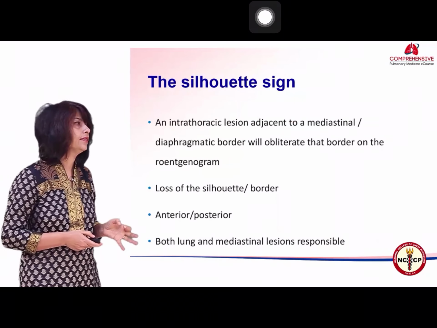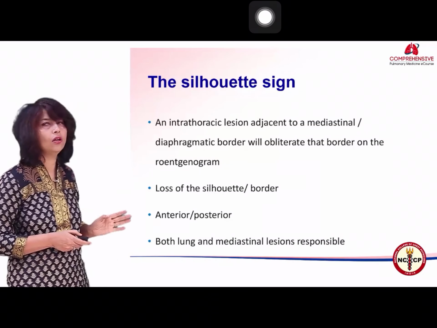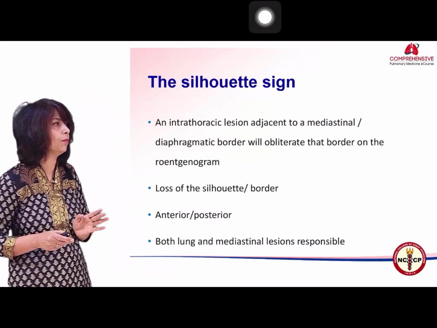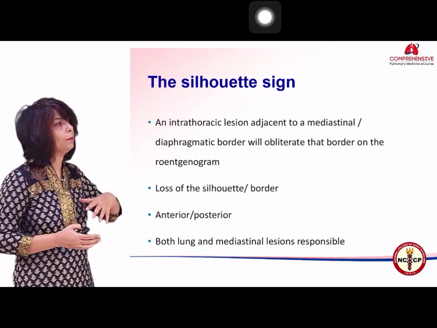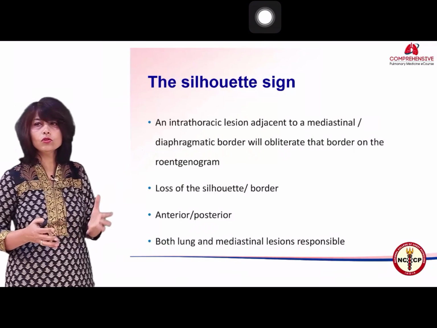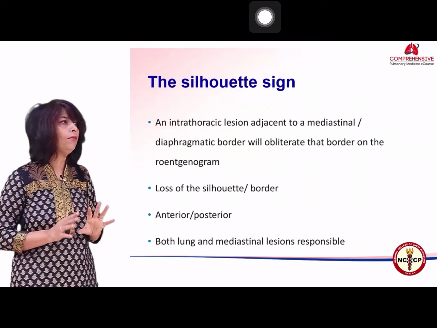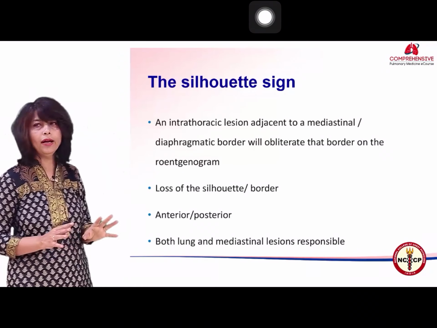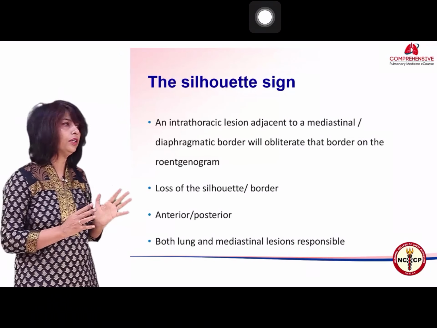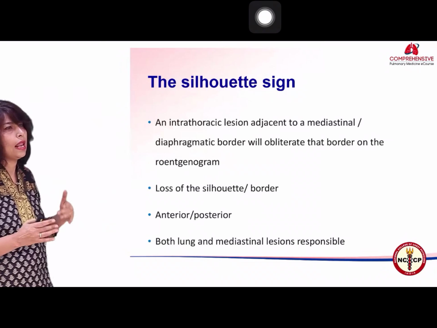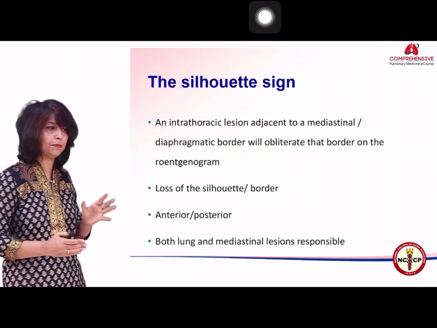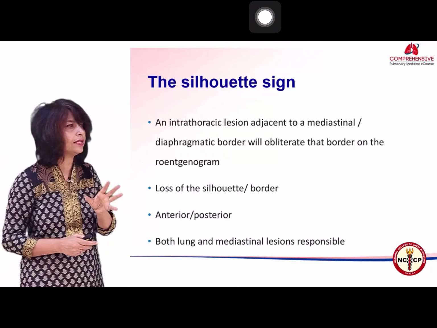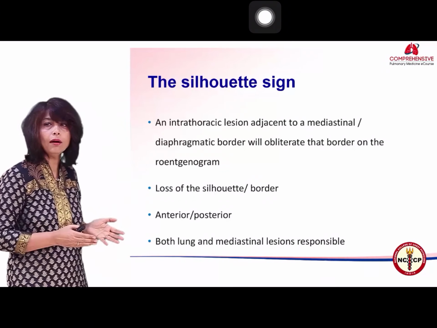Silhouette sign. Silhouette sign actually is loss of silhouette, loss of a border. So you see the heart contains blood, yeah, the vessels which are going out of it also contain blood. From the X-ray point of view, blood is water. So water is appearing white to you, lung appears black. Between the two there is a sharp interface, because there is water on one side and there is air on one side, so you get a border.